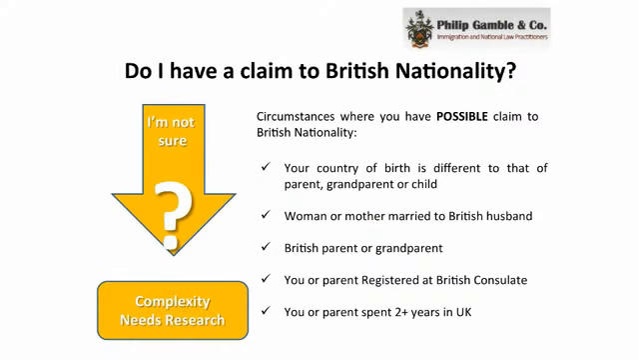So now we move on to the amber section, and circumstances where you feel you have a possible claim, or you are unsure. They are as follows. Your country of birth is different to that of a parent or a grandparent. You're a woman, or you are married to a British citizen. You have a British parent or a British grandparent. You or a parent was registered at a British consulate in the past. You or a parent spent at least 2 years in the UK in the past.